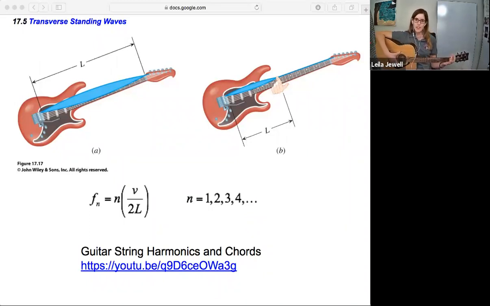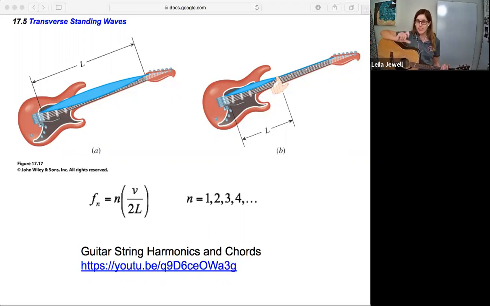And that's where the frets come into play, right? The frets are where you're able to change the length of your string to get a different frequency, to get a different note out. So if I wanted the guitar to play a note that is twice the frequency, what would I do with this equation?